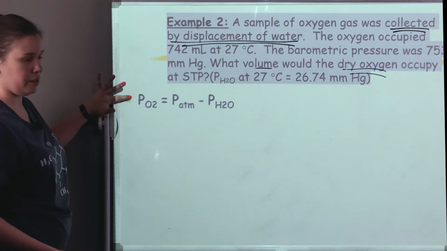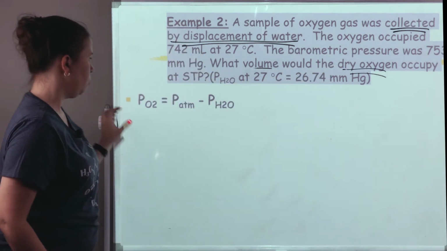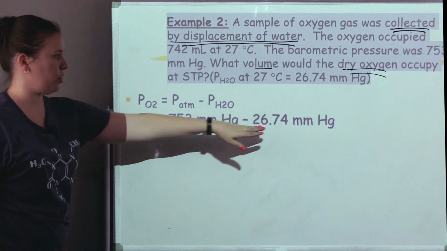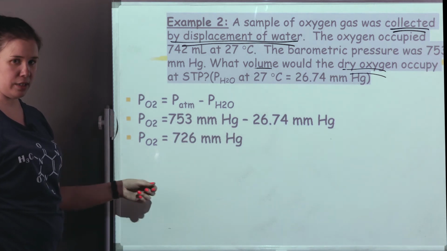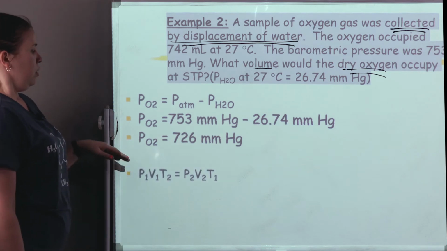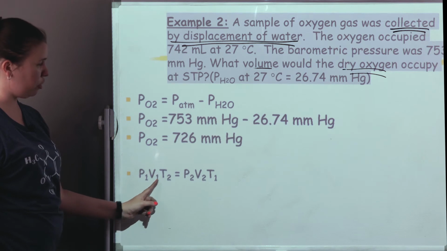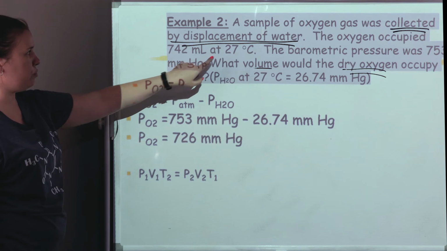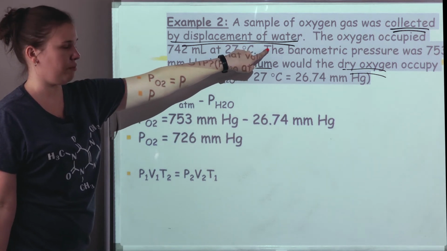So first thing is to isolate. When you see collected by displacement of water or dry oxygen, we want to figure out what the real pressure is. So we're going to take the barometric or atmospheric pressure and subtract the water pressure. So we get a new pressure of 726. Notice we're going to the least decimal, the ones place here. Then we want to use that pressure with the other variables given at that time. So the oxygen occupied 742 milliliters at this temperature while the barometric pressure was this 753.